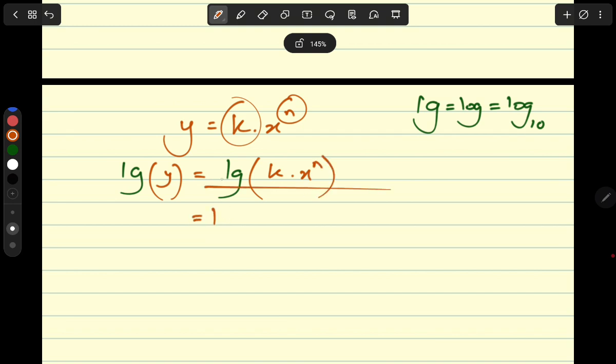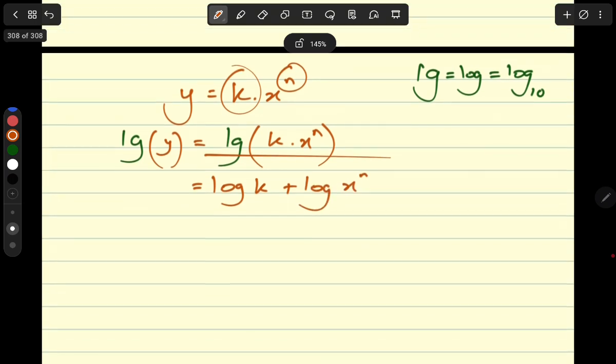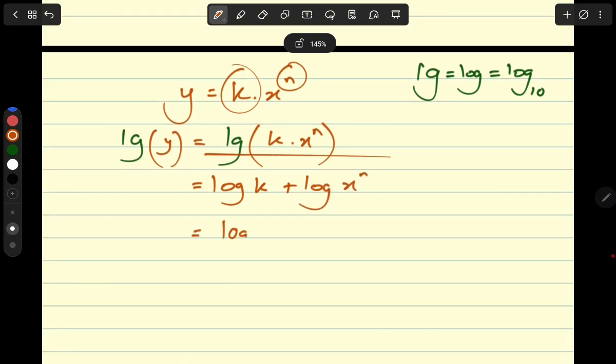So this becomes, now I'm converting lg into log, okay? And no base, which means the base is 10. So this is log k plus log x to the power n. And now I'm changing lg into log base 10 because it's the same. I'm just writing it differently, right? So log k base 10 plus, now I can apply the power rule, bring this power down here. So n times log of x is equal to log base 10 of y.